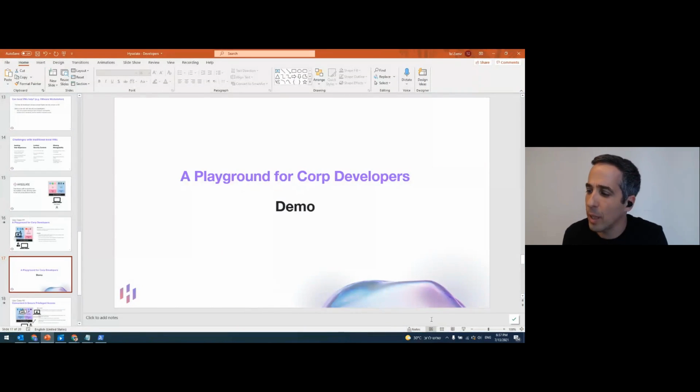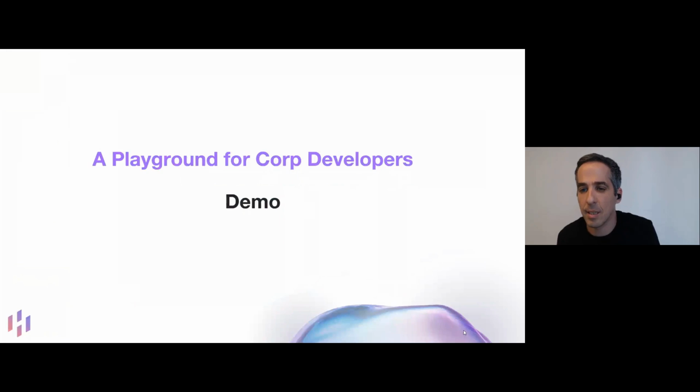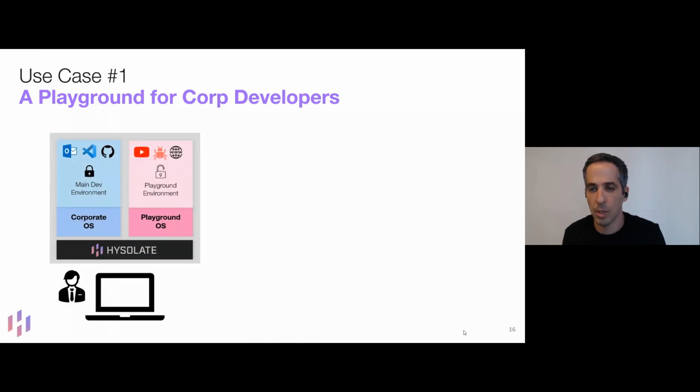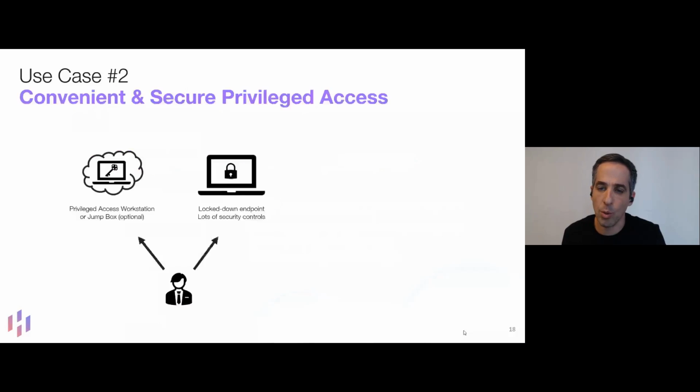And I want to continue here to describe additional use cases, because we talked about the first one, which is a playground for corporate developers, but there are also other very useful use cases. For example, for DevOps teams especially, there's a way to get a convenient and secure privileged access zone on your device. So think about this poor corporate developer that needs to access simultaneously his corporate email and a privileged environment on a second device or a jump box.